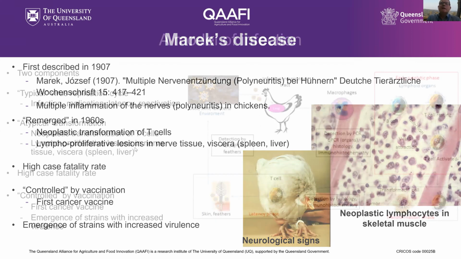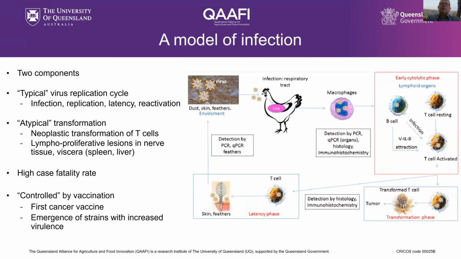So, a model of Marek's disease virus infection. There are really two components to that. One is what we might describe as a typical virus replication cycle. The bird gets infected, the virus replicates, it undergoes latency because it's a herpes virus, and then undergoes reactivation. That's a typical herpes virus infection.